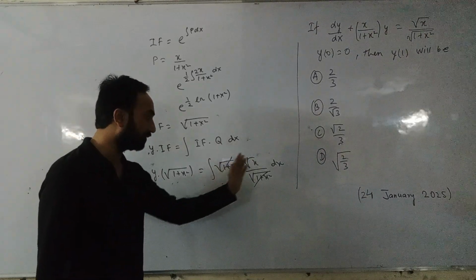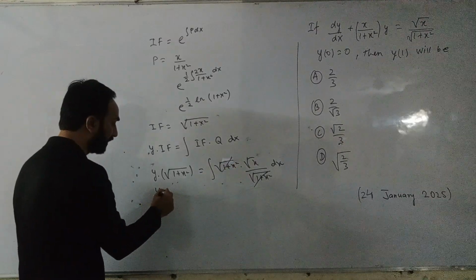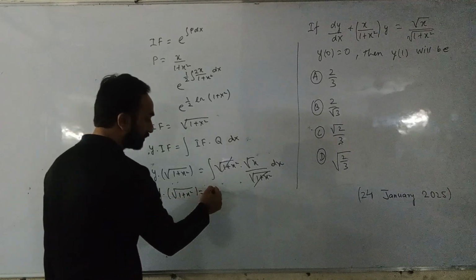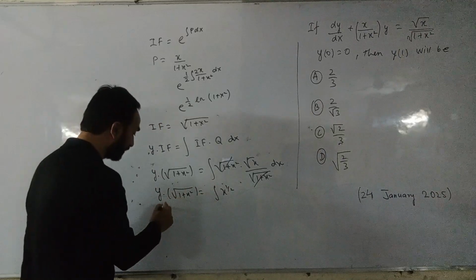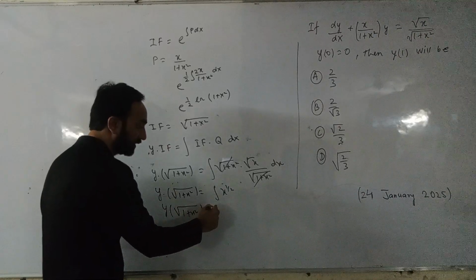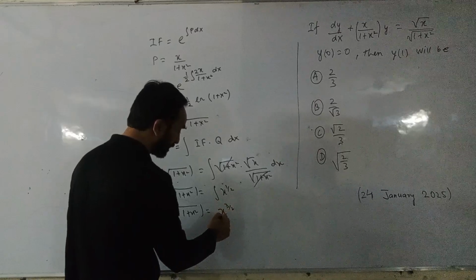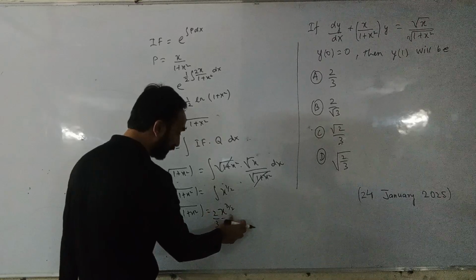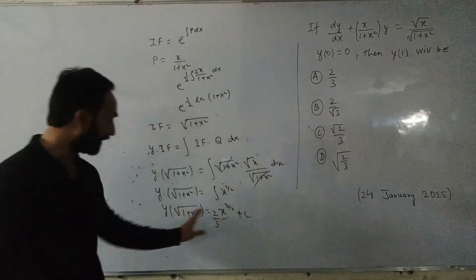So on the right hand side we have only the integration of √x. We integrate y times √(1+x²) equals the integration of x to the power half, which becomes x to the power of 3/2 divided by 3/2, which is finally 2/3 x^(3/2), plus c. Now this is the final solution.